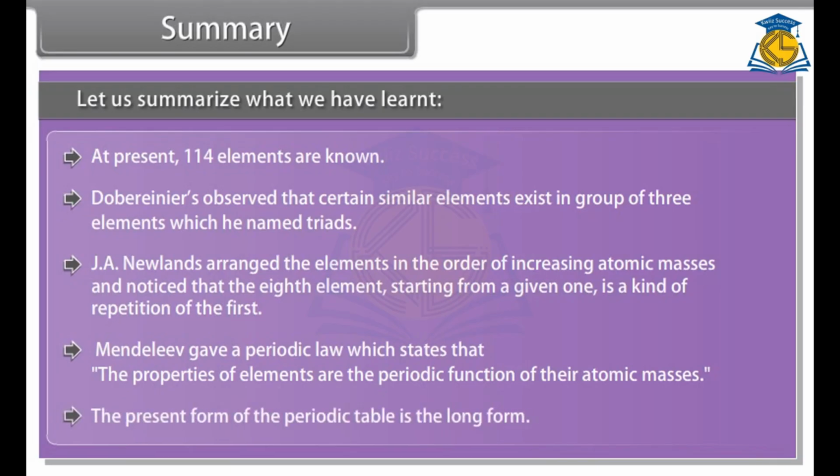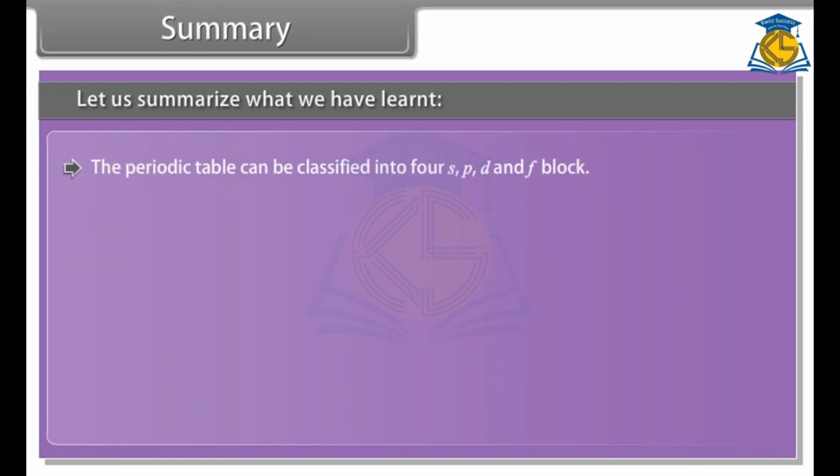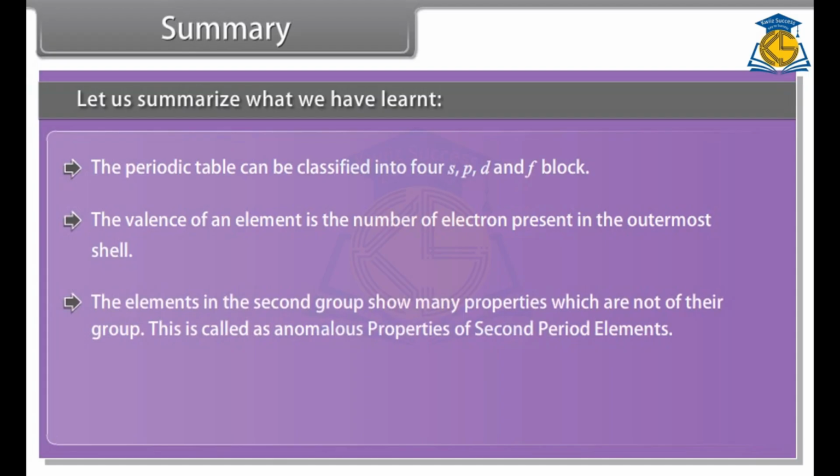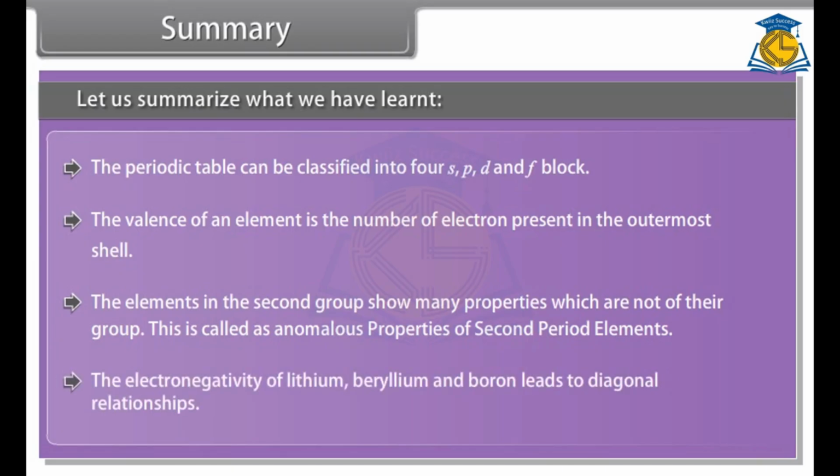The present form of the periodic table is the long form. The periodic table can be classified into 4 blocks, that is s, p, d and f block. The valency of an element is the number of electrons present in the outermost shell. The elements in the second period show many properties which are not shown by their group. This is called the anomalous properties of second period elements. The electronegativity of lithium, beryllium and boron leads to diagonal relationships.